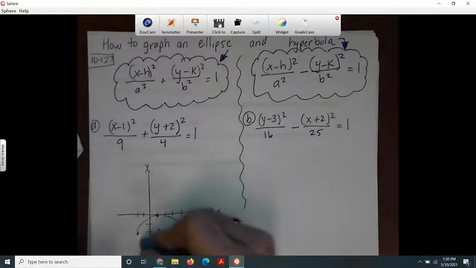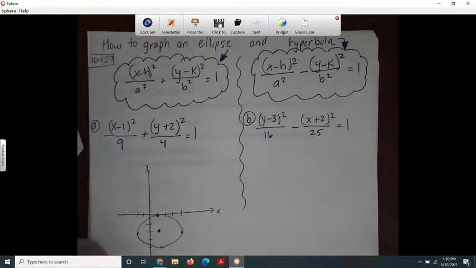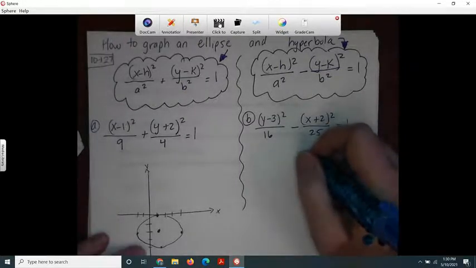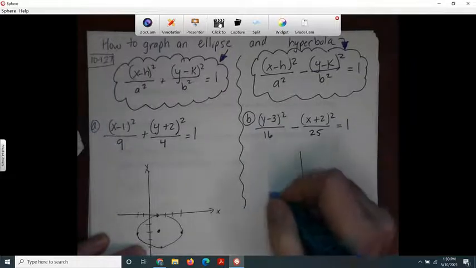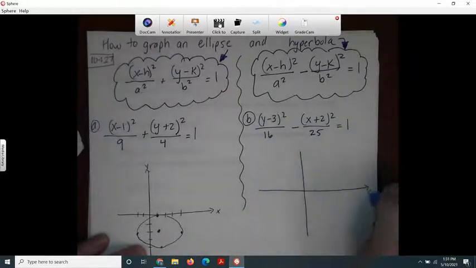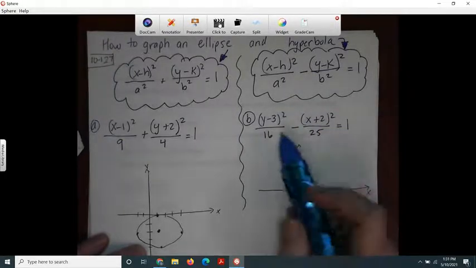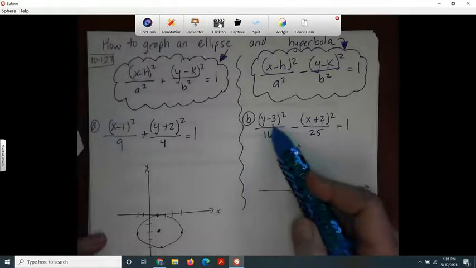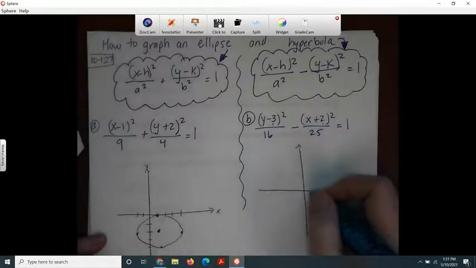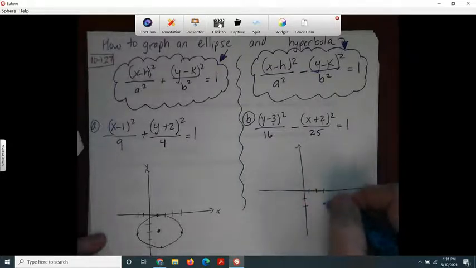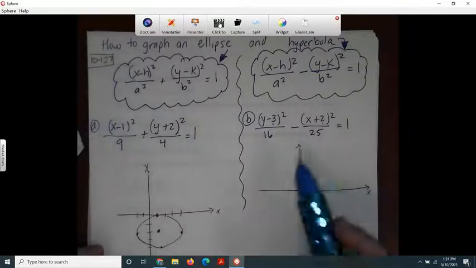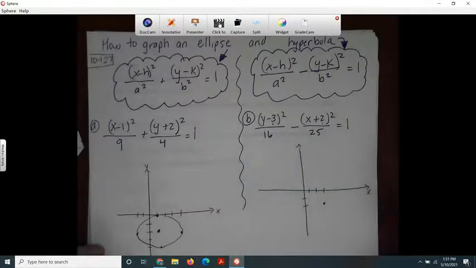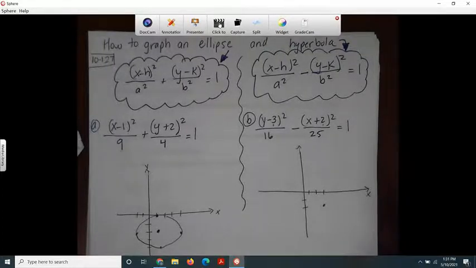Okay, now let's look at this one. So this one's going to work kind of the same. It's got an x and a y axis. The center is h and k, so the center is going to be at 3, -2. But this time, I'm still going to do kind of the same types of things, but instead of a circle, I'm going to draw a rectangular box and use it to get some asymptotes.